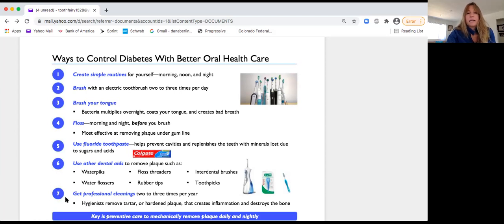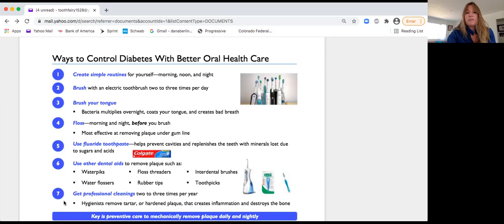Number 7, get professional cleanings 2 to 3 times a year. Hygienists like me, we remove the tartar or the hardened plaque that creates the inflammation and destroys the bone, that periodontium, the fibers, the bone underneath. So when you come in to get your teeth cleaned, we get under the gum line and clean all this off so that the plaque and tartar don't stick to your teeth and root surfaces and increase that inflammation. That's why it's real important to keep up with your professional cleanings in addition to doing your part at home.